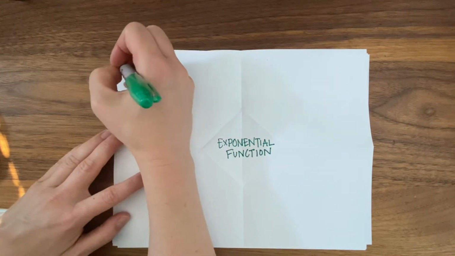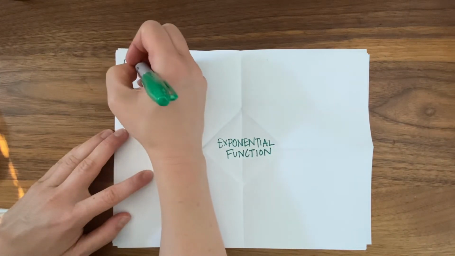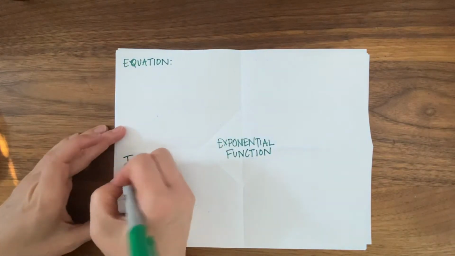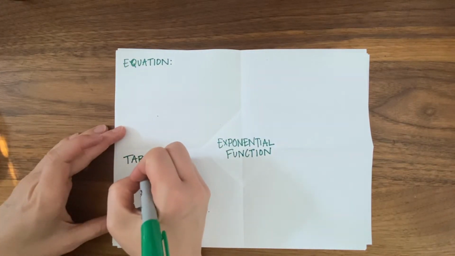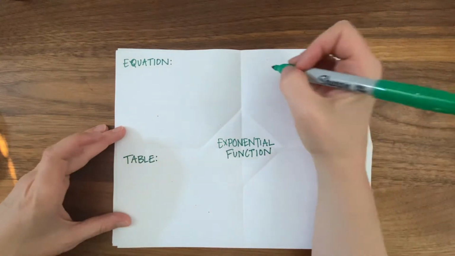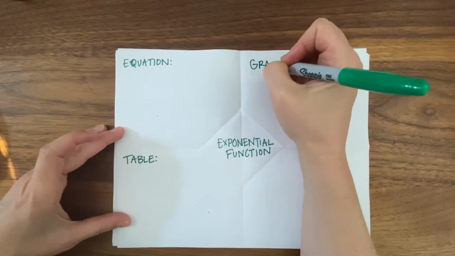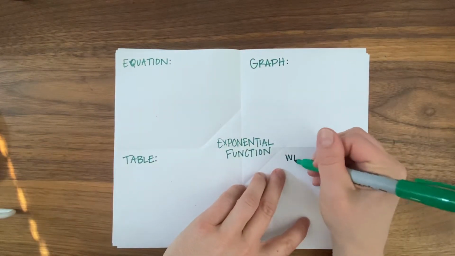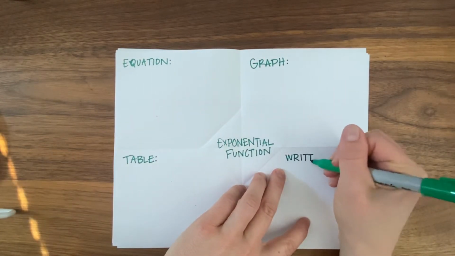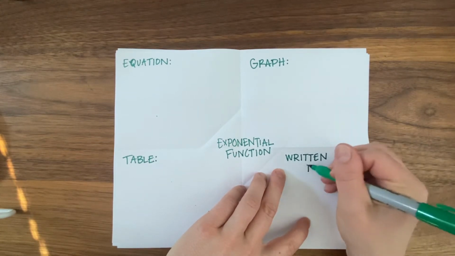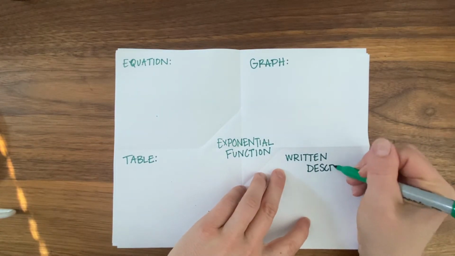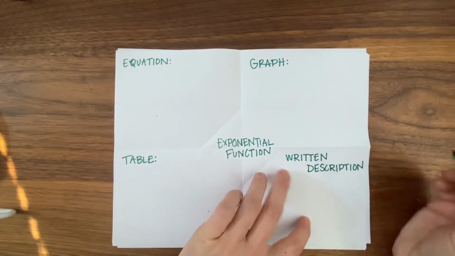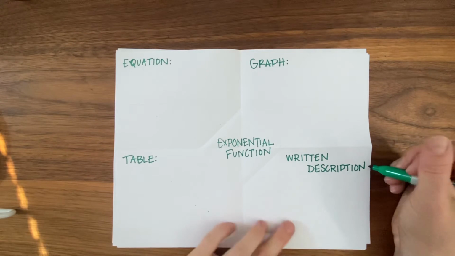It can be expressed as an equation, a table of values, a graph, and what's that last one? A written description. Pause the video so you get that all written down.